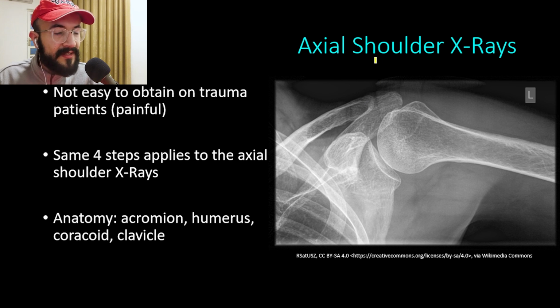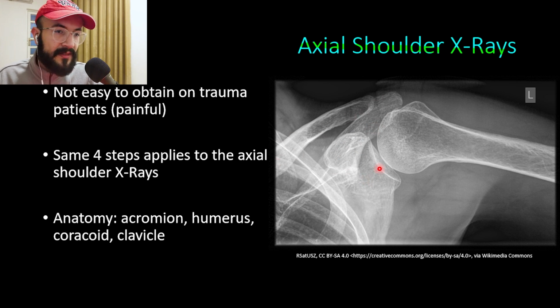Now let's apply these steps to the axial shoulder x-rays. So this is an axial shoulder x-ray, and we start with the first step, which is assessment of the bones. We make sure that the humerus has no cracks. Then we move on to the glenoid. We make sure that it has no cracks, the glenoid neck too, and what we can see from the scapula, we make sure that it has no cracks. The coracoid also, and the acromion and the clavicle.